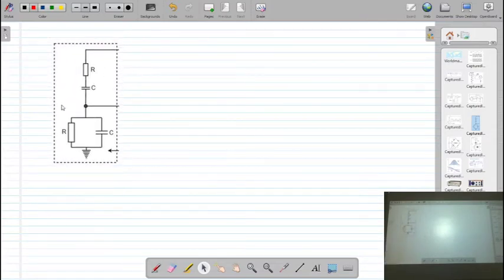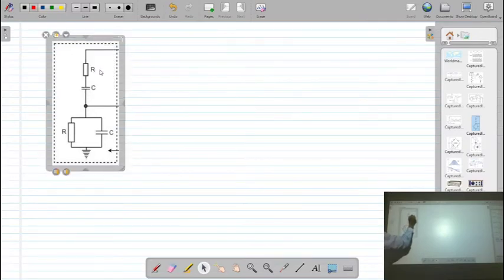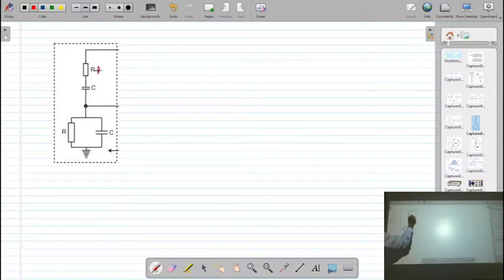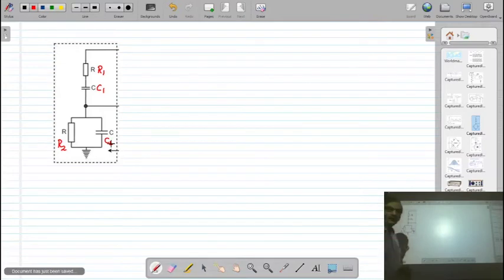Let us see. This resistance is R1. This capacitor is C1. This is R2 and C2. So actually in a practical oscillator circuit, R1 and R2 both are the same, and C1 and C2 are also the same. But here we take a general case, and we will find a general expression.